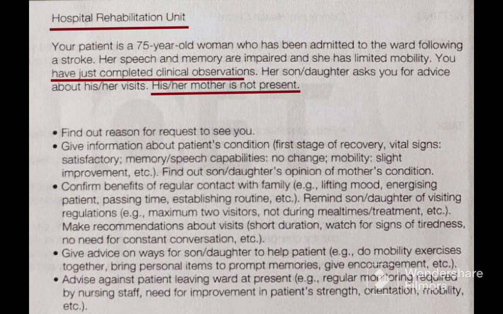Here you can see your patient is a 75-year-old woman who has been admitted to the ward following a stroke. Her speech and memory are impaired and she has limited mobility. You have just completed clinical observation. Clinical observation means vital sign monitoring. Her son or daughter asks you for advice about his or her visit. His or her mother is not present. Here also you can see that the patient is not present, which means you are talking in the corridor, in the nursing station, or outside the room. So here also it is important to ask in detail regarding the patient during the conversation.